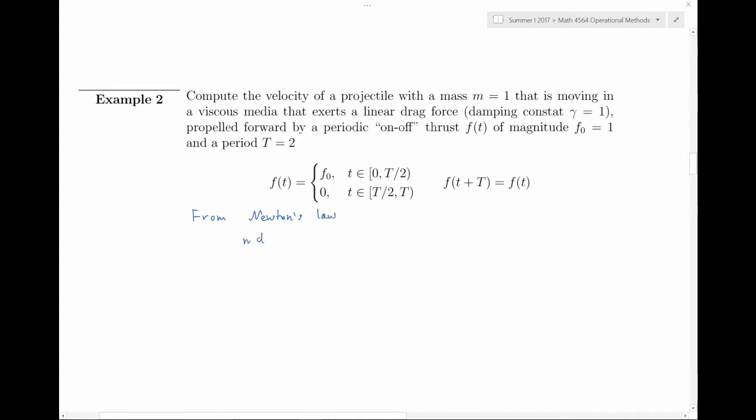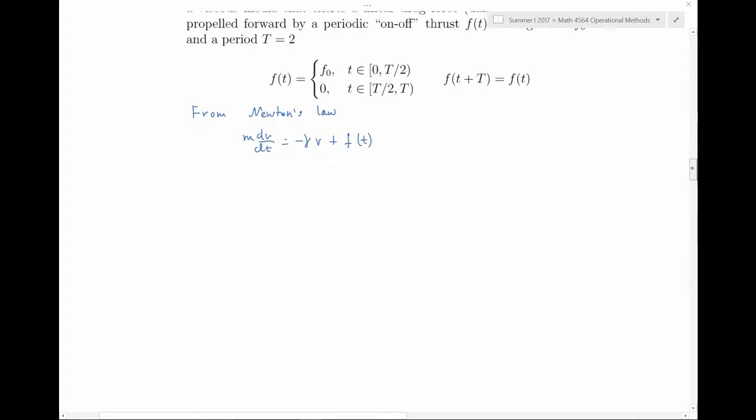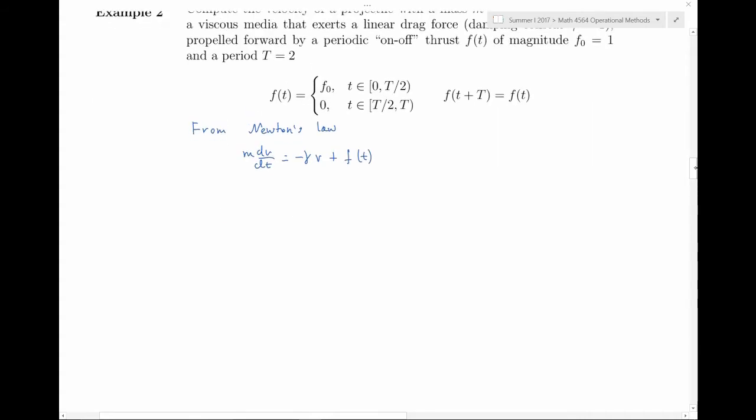we get that mass times acceleration should be the sum of the forces. And one of the forces is the drag force proportional to the velocity, but there's also this periodic thrust. Since m is 1 and gamma is 1, this translates into the following initial value problem. I'm going to say that v of 0 equals v naught since it's not given. And later on we're going to play around with Mathematica with this number to see what effect this will have.